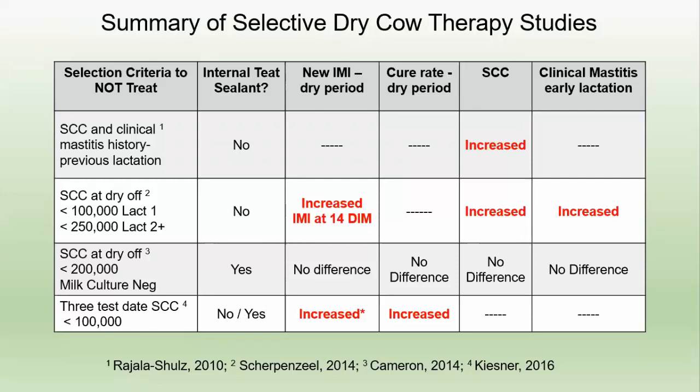Depending on the study, there may have been increased risk of clinical mastitis or antibiotic use after calving, or potentially increased risk for new intramammary infections or decreased cure rates. I think the Canadian study best demonstrates that if selection is going to be made for trying to identify the cows that don't need to be treated, you're probably going to have to include not only a measure of SCC or inflammation, but culture at the time of dry off as well.